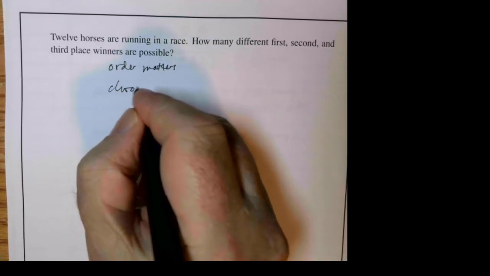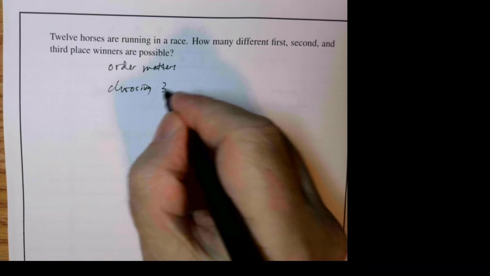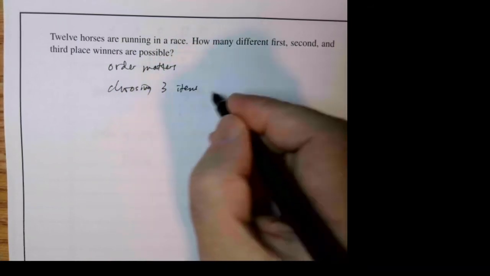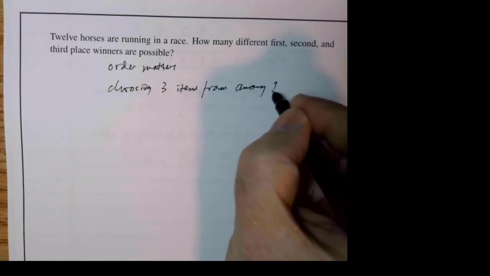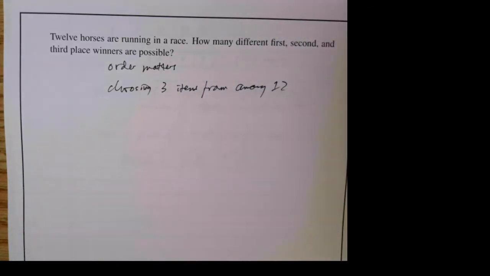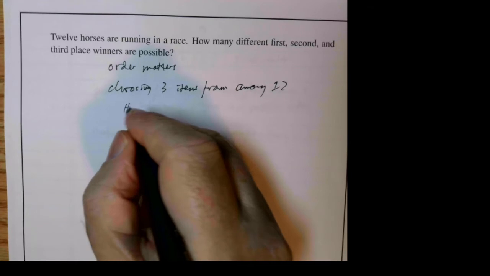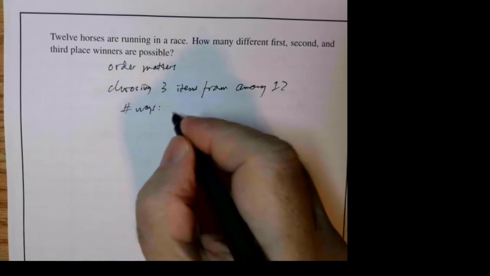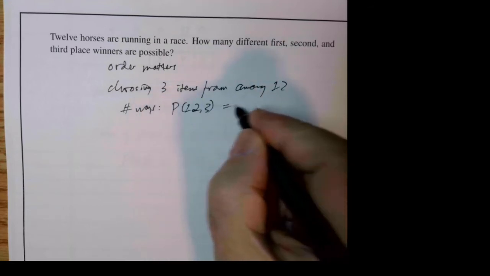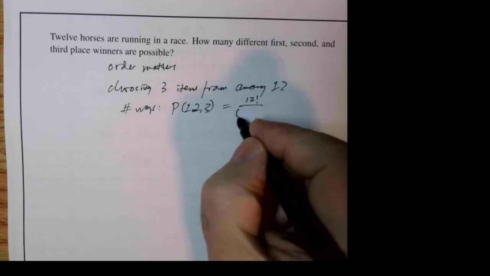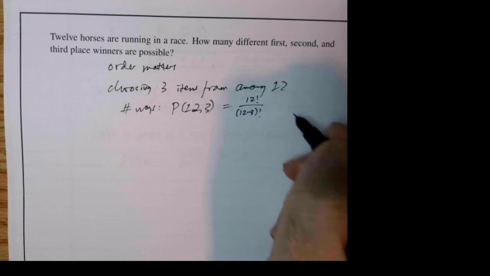I'm choosing 3 items, in this case horses, from among 12 in a particular order. So the number of ways to do that is going to be P of 12, 3, which is 12 factorial over 12 minus 3 factorial.